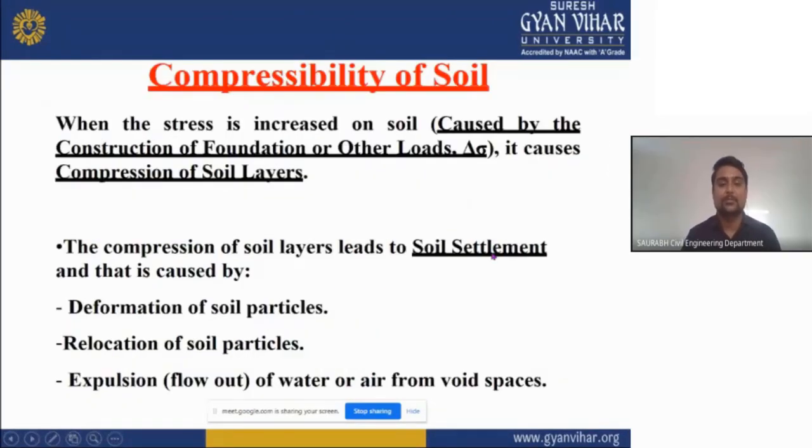First we will see the compressibility. What is compressibility? Here you can see when the stress is increased on soil caused by the construction of foundation or other load, denoted by delta sigma, it causes compression of soil. The compression of soil layer leads to soil settlement, and that is caused by the deformation of soil particles, relocation of soil particles, and expulsion of the water and air from the voids.